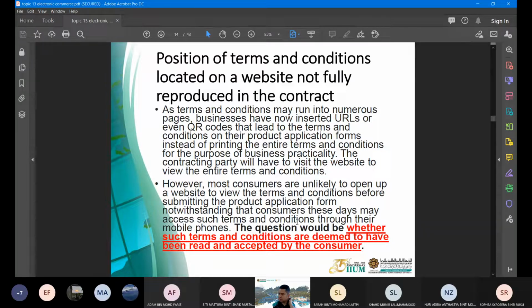Now, some businesses just use QR codes. If you scan the QR code, only then will you know what the terms and conditions are. Most consumers don't like to open up this link. They just click accept. So what would be the situation? Whether the terms and conditions are deemed to have been read and accepted by the consumer.